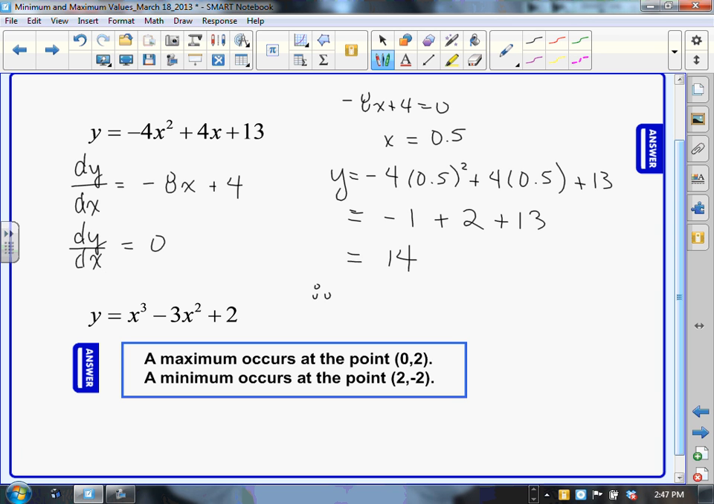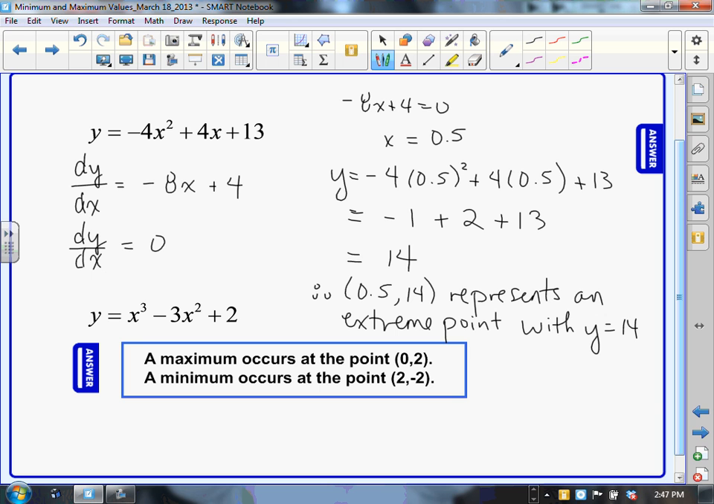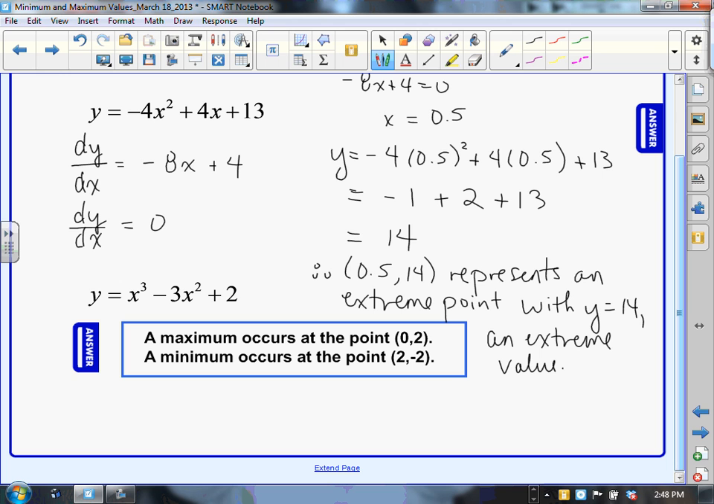Therefore, we know that the ordered pair (0.5, 14) represents an extreme point, with y equal to 14, an extreme value. Okay, now given the nature of the function being quadratic and opening downwards, we know that it only has the one and that it is an absolute. But whether it's a max or min depends on the sign of the second derivative. So let's go ahead and figure that out.